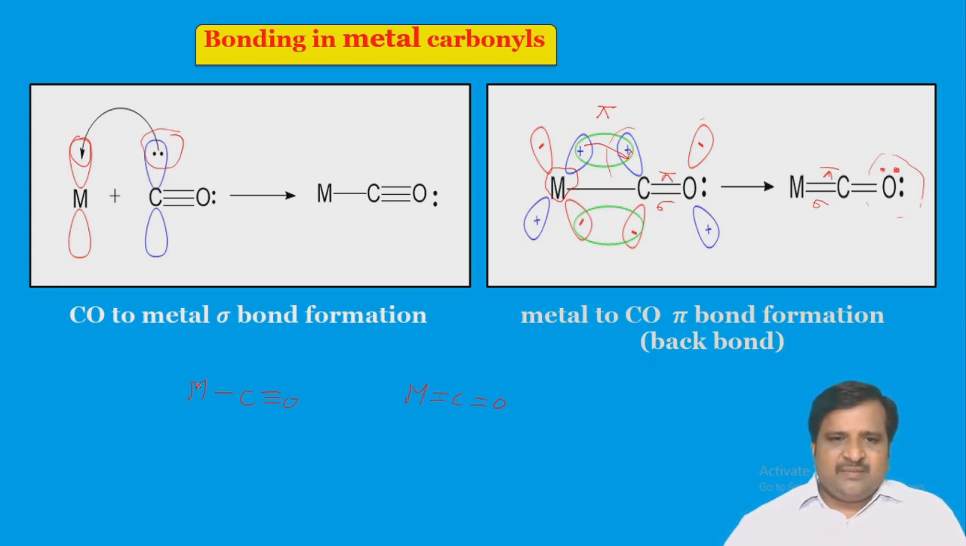So here, metal to carbon, there is only one bond, and there are three bonds with the oxygen. And the back bonding is there: the metal-carbon has two bonds and carbon-oxygen has two bonds. So these two structures undergo resonance. So these two types of bonds are possible in metal carbonyls. So this is the bonding in metal carbonyl compounds.